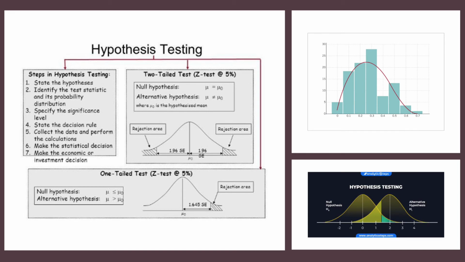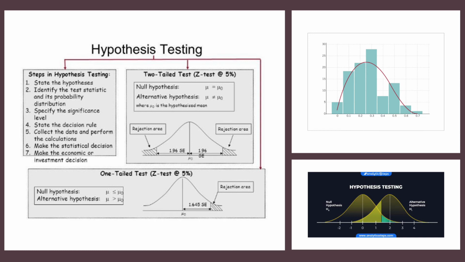Here are a few picture examples of hypothesis testing. In the first photo, the big one on the left, you can see it states the steps in hypothesis testing. Number 1, state the hypothesis. Number 2, identify the test statistics and its probability distribution. Number 3, specify the significance level. Number 4, state the decision rule.